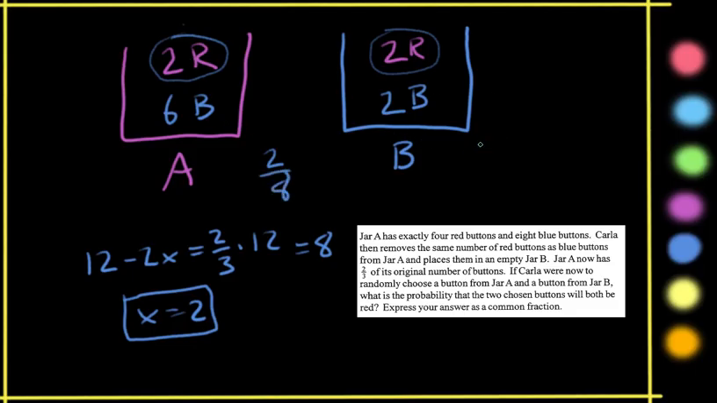And there's going to be a 2 out of 4 probability that the B one is going to be red, because there's 2 reds out of 4 total. So we multiply those two together. So 2/8 times 2/4, that's going to be 4 over 32, which is simplified to 1 over 8. So that's our answer on that one.